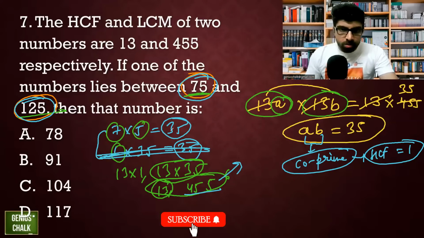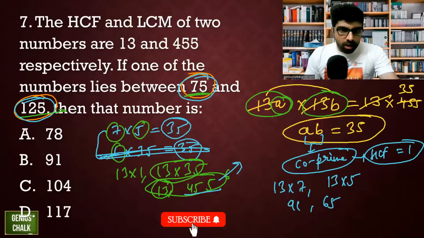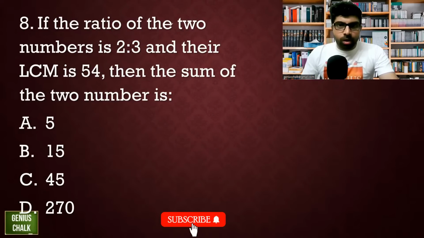So I can take only this pair, that is 7 and 5. Just put the values: 13 into 7 and 13 into 5. This becomes 91 and this becomes 65. It is saying one of the numbers is present in the options. In the options, 91 is present, 65 is not present. So that has to be my answer. Let's move on to the next question.